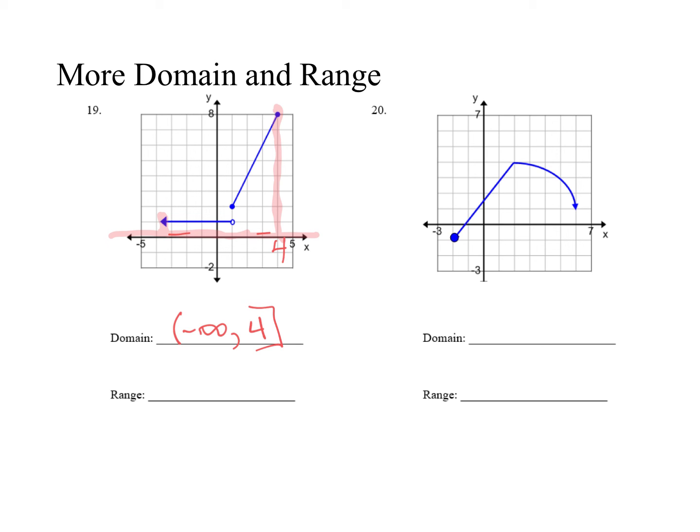When I do my y's, this is my lowest y value right here. That's at 1. My highest y value is up here at 8. So I'm 1 to 8. However, notice what happens right in here. There are no y values. There's not a graph between 1 and 2. There's not any graph on the y values of 1 to 2.